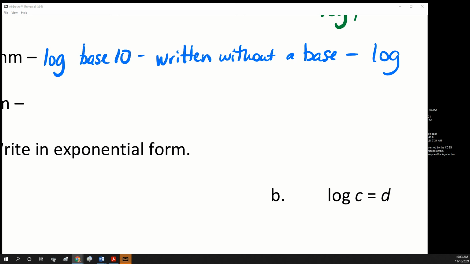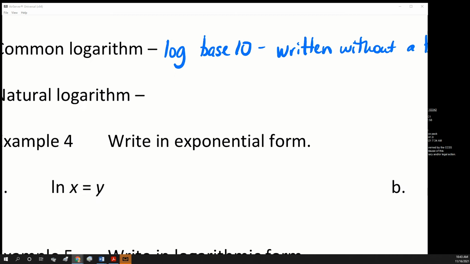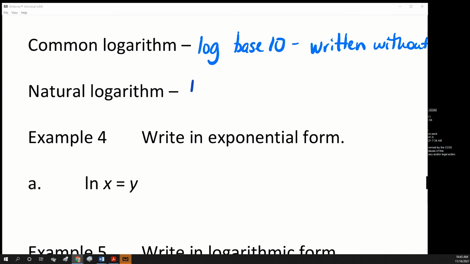All right. There is another logarithm that also is used a lot in science, and it's the natural log. And natural log is log base e. So that's the same e. It's Euler's number, so it's 2.71828. And it's written ln.